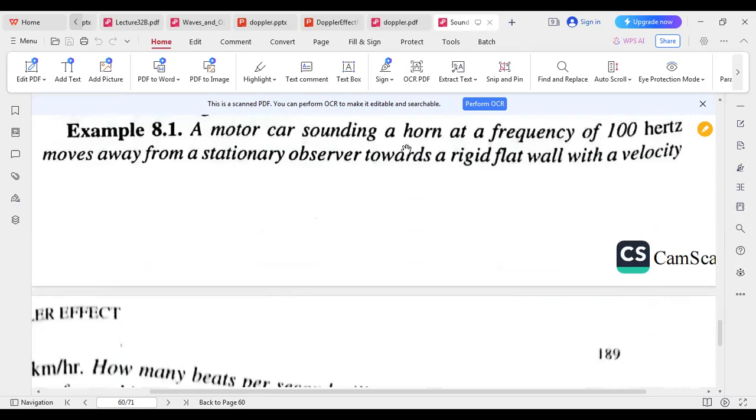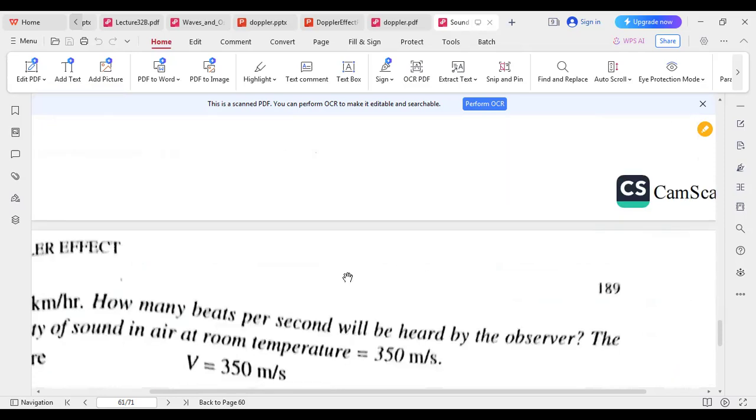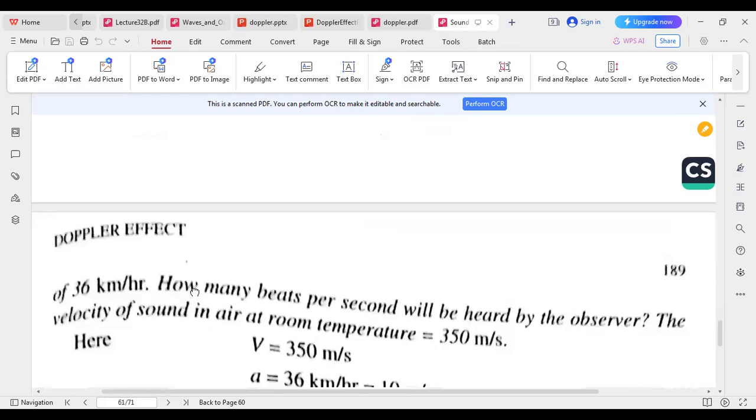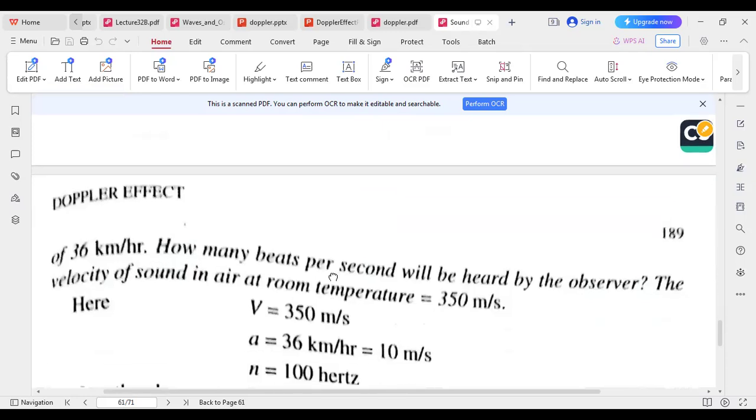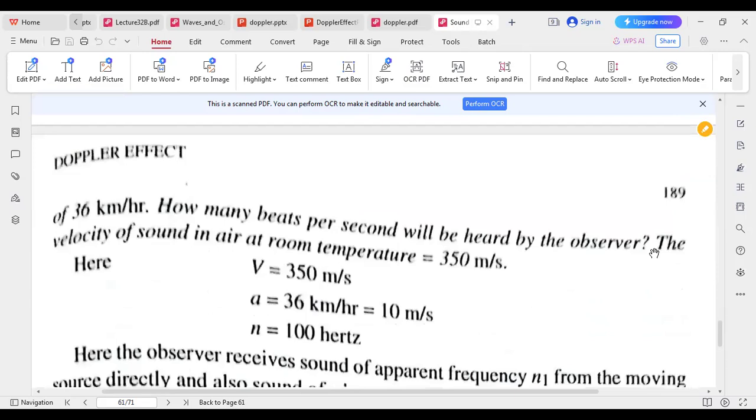A motor car sounding a horn at a frequency of 100 hertz moves away from a stationary observer towards a rigid flat wall with a velocity of 36 km per hour. How many beats per second will be heard by the observer? The velocity of sound in air is 350 meter per second.